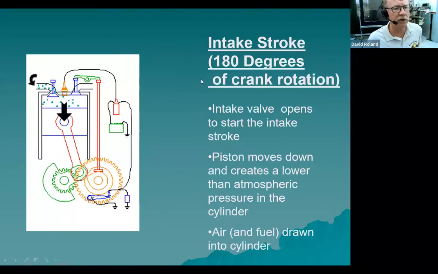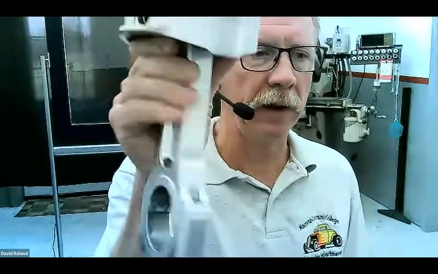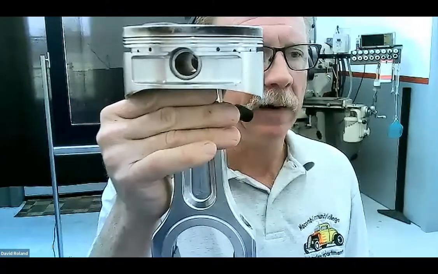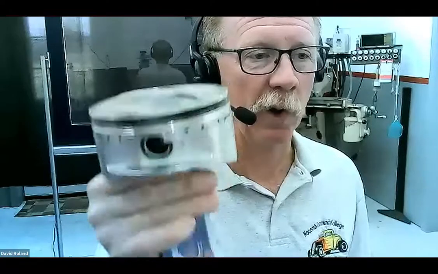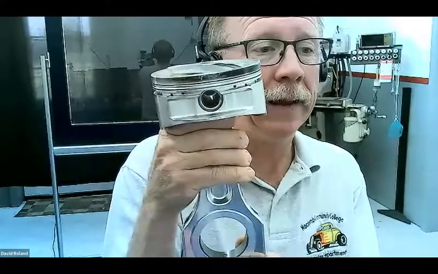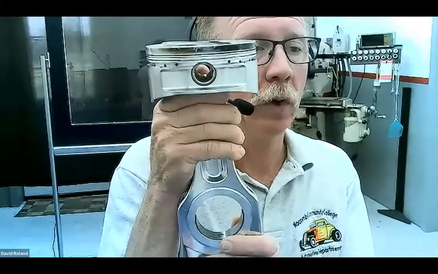The first stroke of a four-stroke engine is the intake stroke. The intake stroke takes place when the piston, I'm going to stop the sharing here for a second. I've got a piston and connecting rod in my hand. The piston is going to start out at the very top of the bore, and we're going to call that top dead center. We're going to abbreviate top dead center. We're going to call it TDC. TDC is when the piston's all the way up as far in the bore as it's going to go. And on the intake stroke, the piston travels from the top of the cylinder to the bottom of the cylinder. Okay, and it's going to pull in air and fuel at the same time in the right ratio, okay?